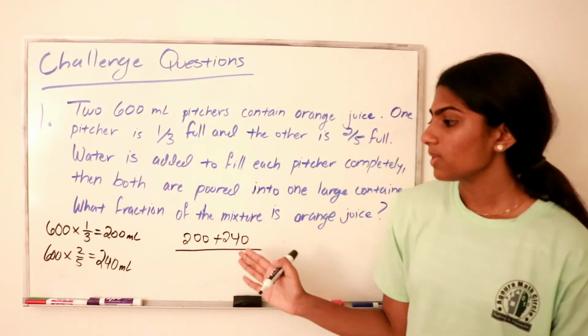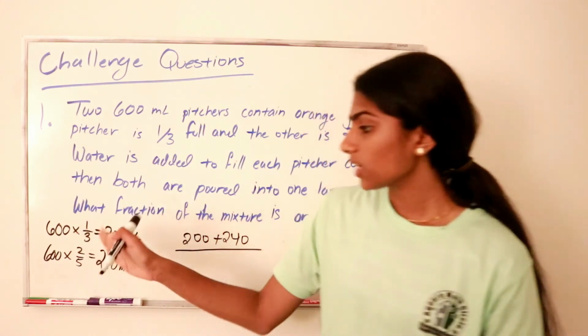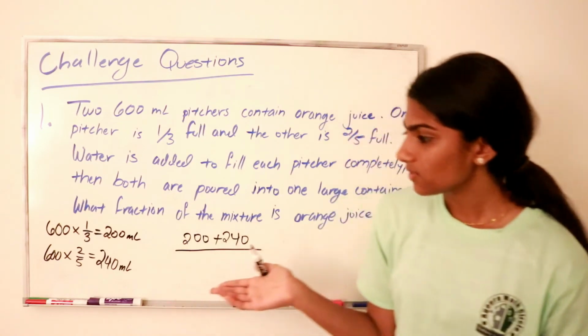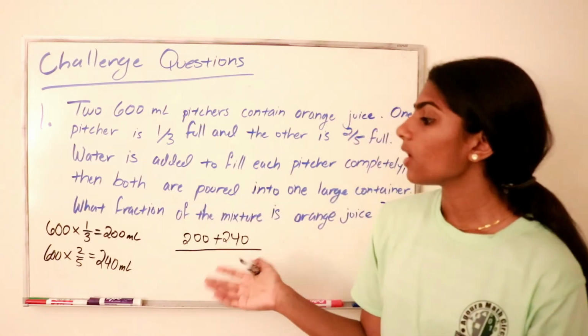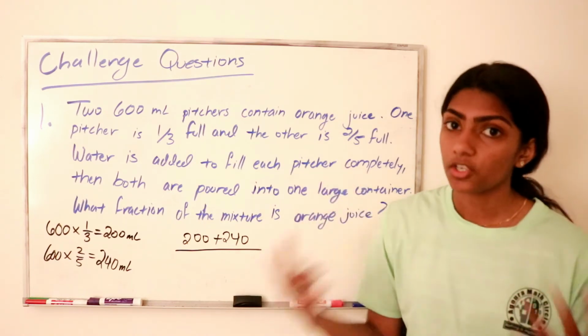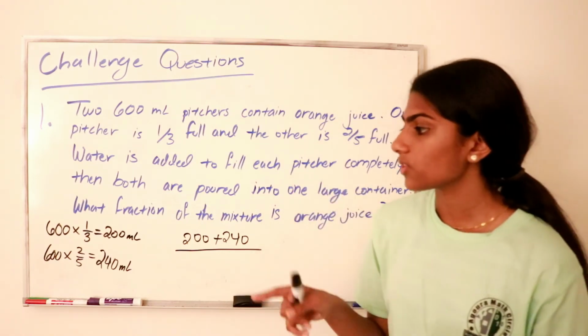So that pretty much means that we're just going to add 200 plus, let's say, 400 to get 600 again. So instead of doing all the steps, we just know that the total amount of mixture in the large container, sorry, in each container, is going to be 600.